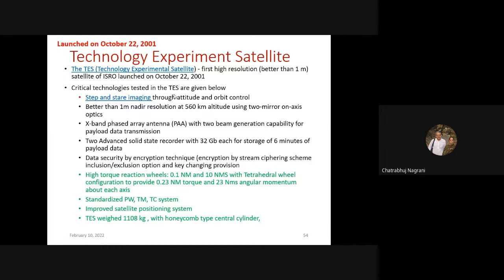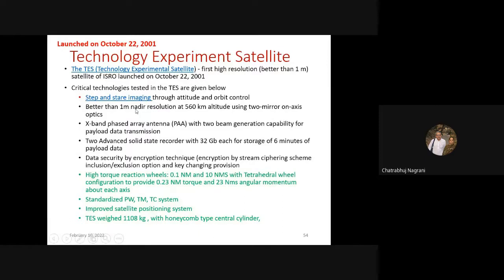But this, you remember, was immediately after the Kargil war. Nobody will give you satellite data if you want to study around the border areas, what is happening, whether there is some problem or not. Our border we want to secure. So for that purpose it was made. It had a nadir view, means looking down from a 560 kilometer orbit, you are looking at 1 meter.